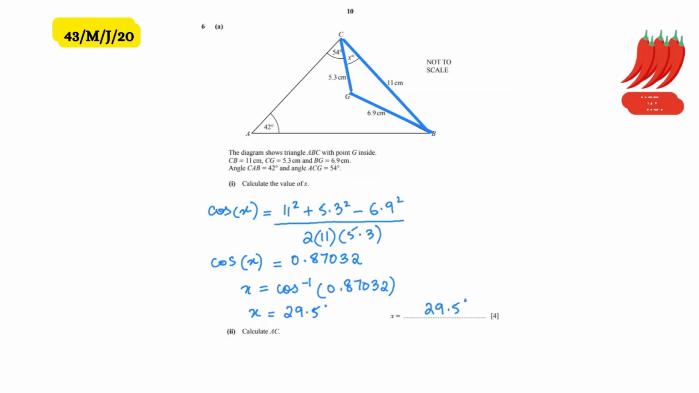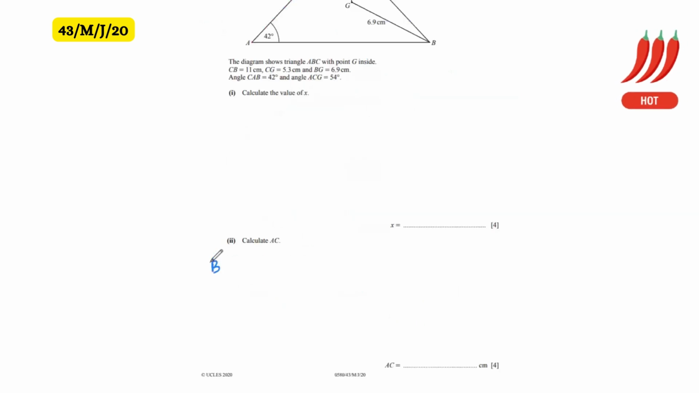So to calculate AC, if we highlight the triangle, this is AC. So we already have the entire angle C, which is going to be 54 plus 29.5. We have angle A. We have the length of CB, which is opposite of angle A. So if we find angle B, we can easily find AC using the sine rule. In the sine rule, we need one complete set of angle and length. First, let's find angle B.